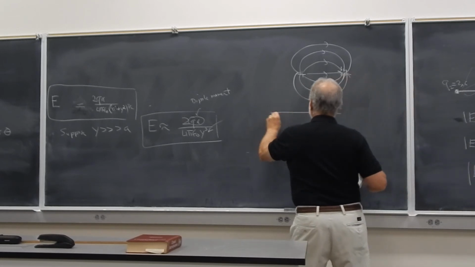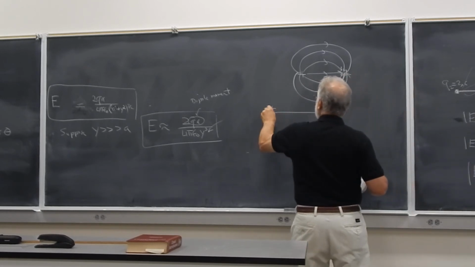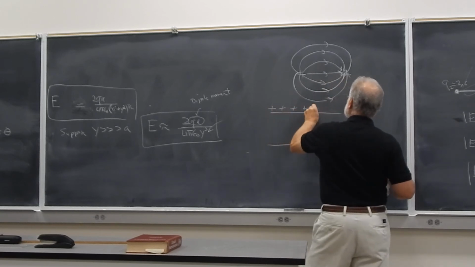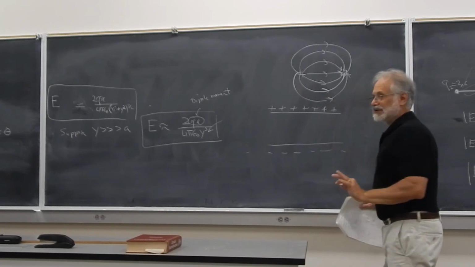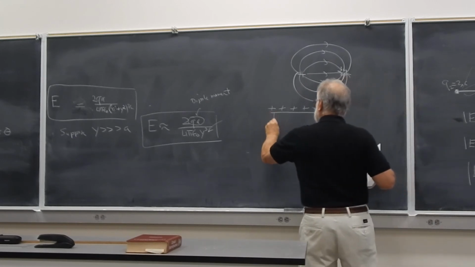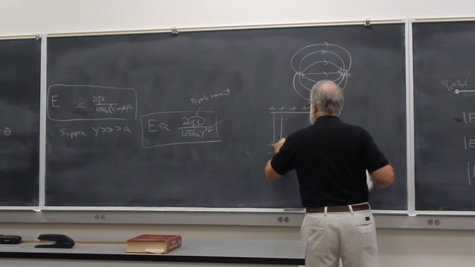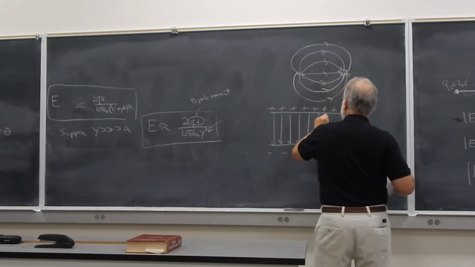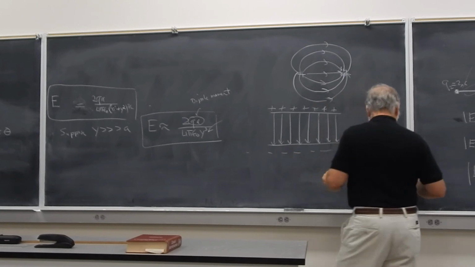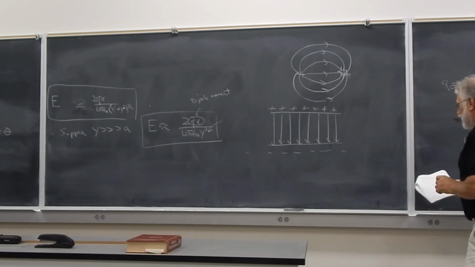Suppose I have a parallel plate capacitor. So I have one plate that's all positive charges and one plate that's all negative charges. Let's say we'll use those a lot later on. Field lines emanate nice and parallel from the positive plate to the negative plate. So that's a nice configuration to look at.